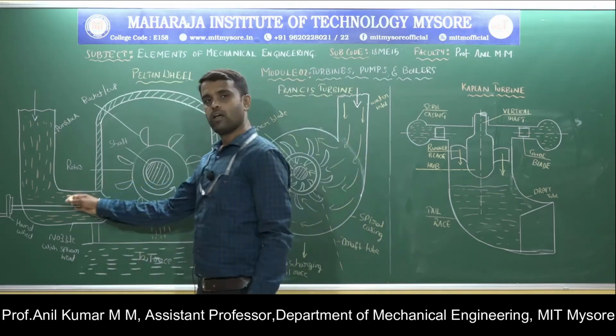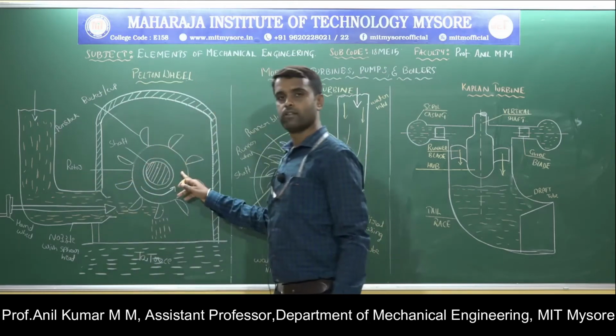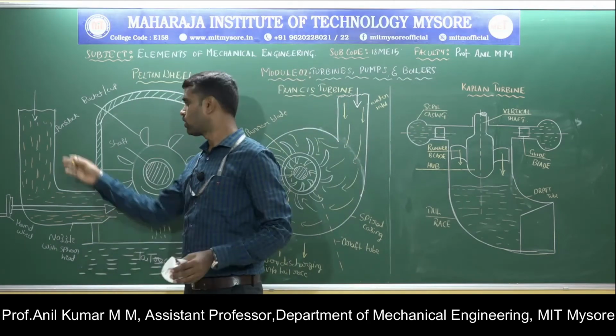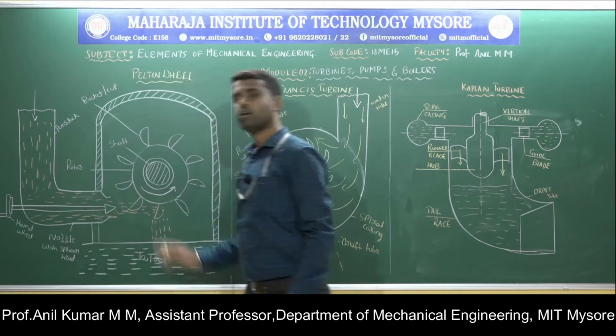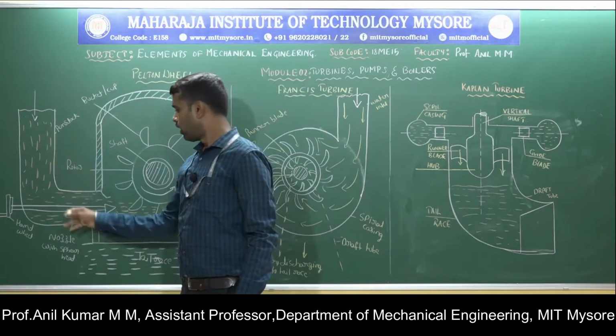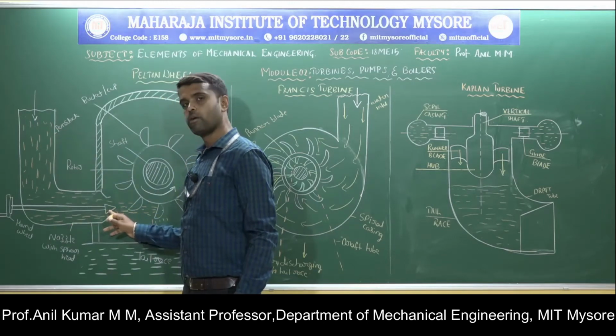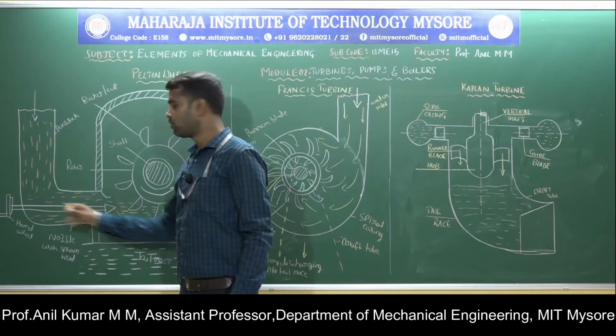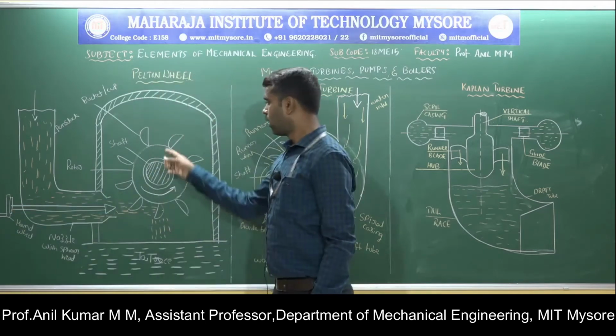One is the nozzle, the runner with the buckets, and then the casing. The nozzle is a passage through which the water flows and enters the turbine blades. The nozzle is connected to the penstock, and a small needle is provided in it to control the flow rate of the water. This needle is operated with the help of the hand wheel.